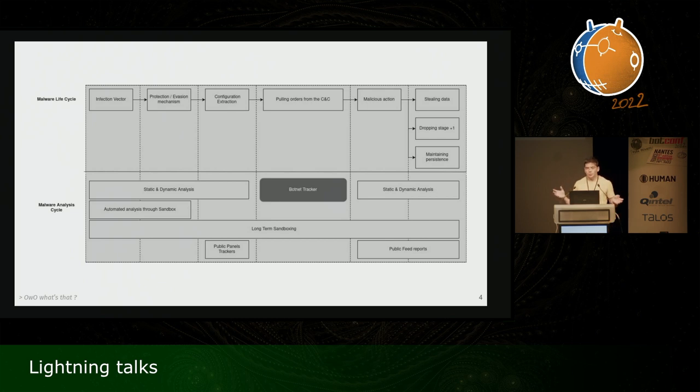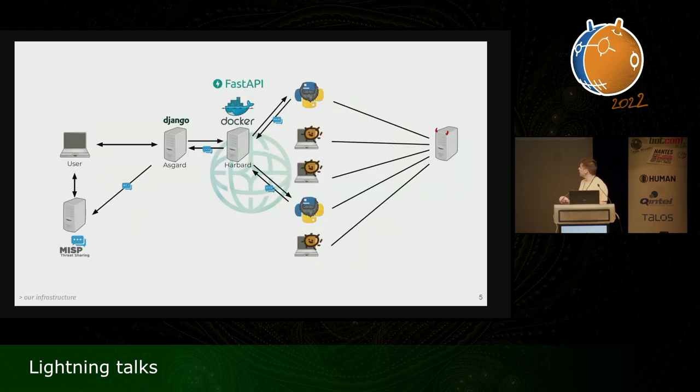Botnet tracker is a software we want to build to make an in-between between long-term sandboxing and actual, occasional C2 polling. So we want to follow a C2, we want to gather the IOCs, and the idea is that we can just use botnet tracker. So, quick idea.